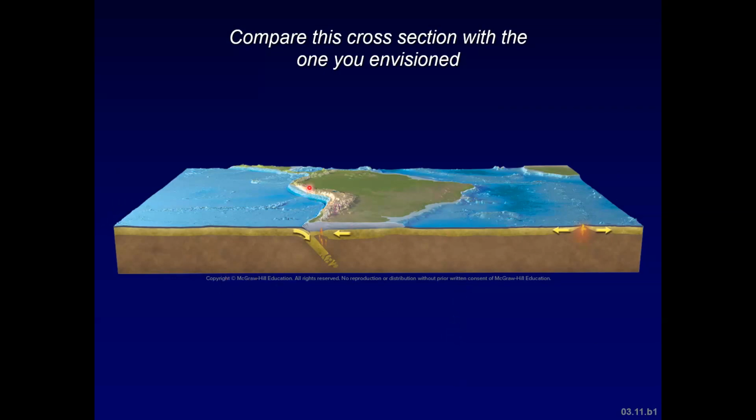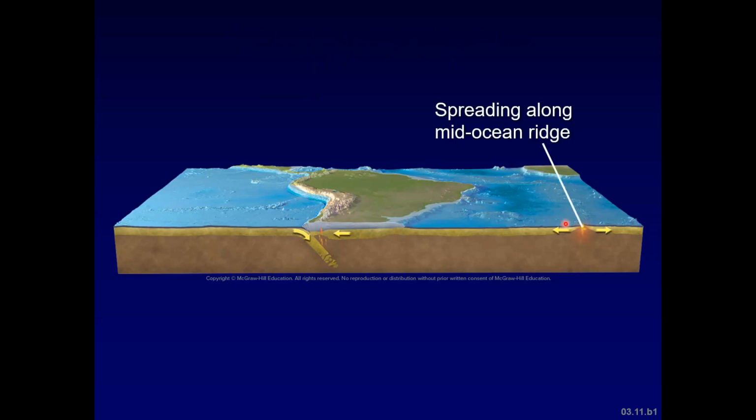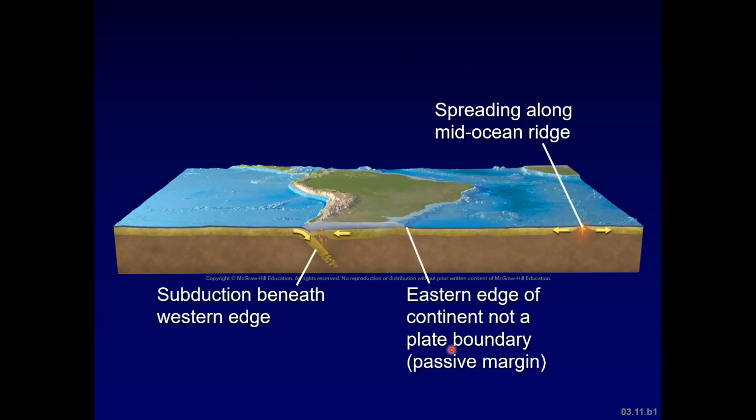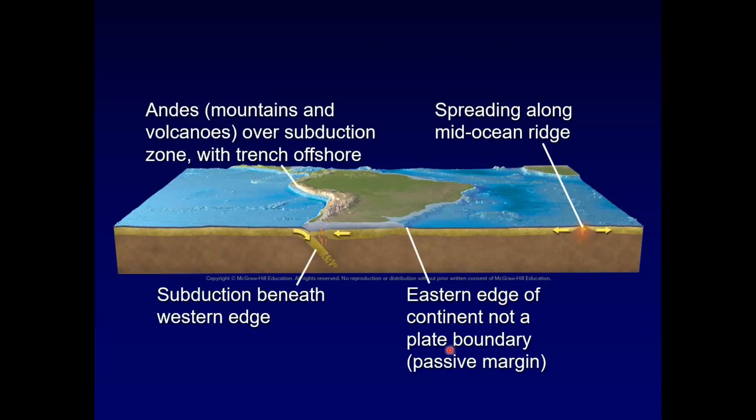It's a cross section, but it's also a block diagram so we can see the surface a little better. So you have a high point here with the subducting slab. You have a passive margin where nothing is going on here. And then you have a spreading center with the mid-ocean ridge. Like I said.